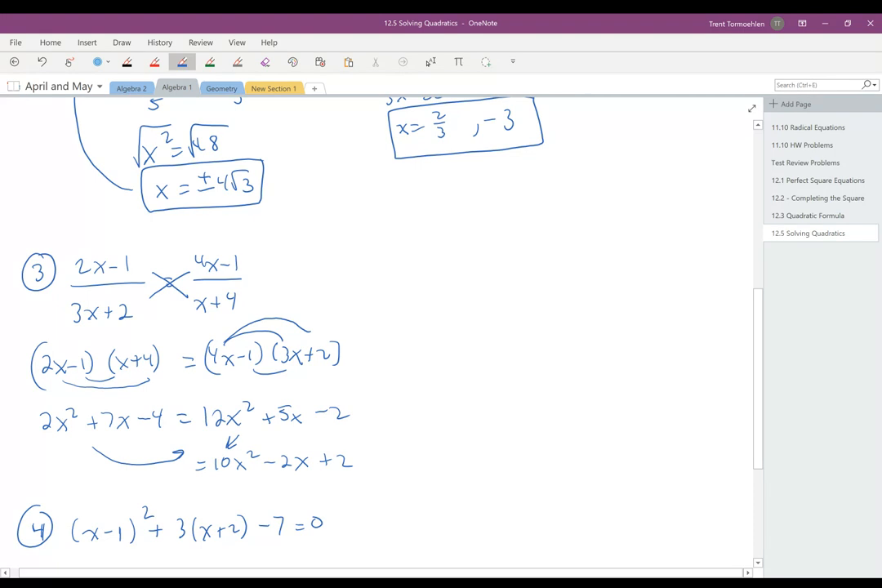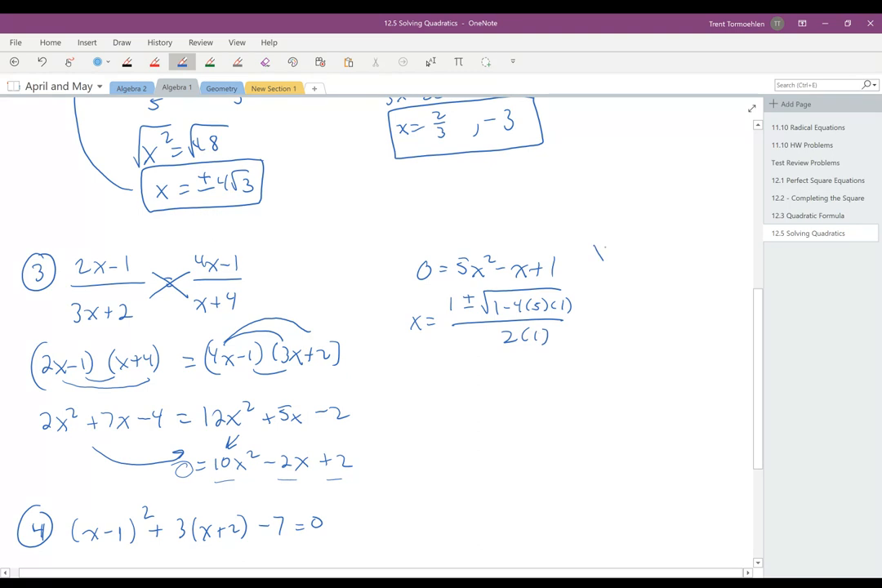Now, anytime that all of your terms have the same thing, because this equals 0, you can divide through by a common factor. So we can divide this through by 2 to get 0 equals 5x squared minus x plus 1. Now apply the quadratic formula, and so you get x equals 1 plus or minus the square root of b squared, which would be 1 minus 4 times 5 times 1, all over 2 times 1.